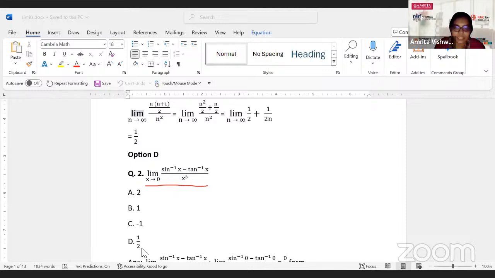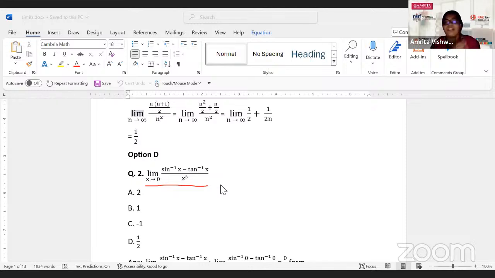Here, if you're thinking, what is the value of sine inverse 0? Anyway, I'm going to substitute the limit. So it will be something like sine inverse 0 minus tan inverse 0 by 0 cube. So you have to remember the important part that you have studied, that is of the 0 by 0 form. If it is of the 0 by 0 form, you have to apply the L'Hospital rule. So just start trying, start doing the question.